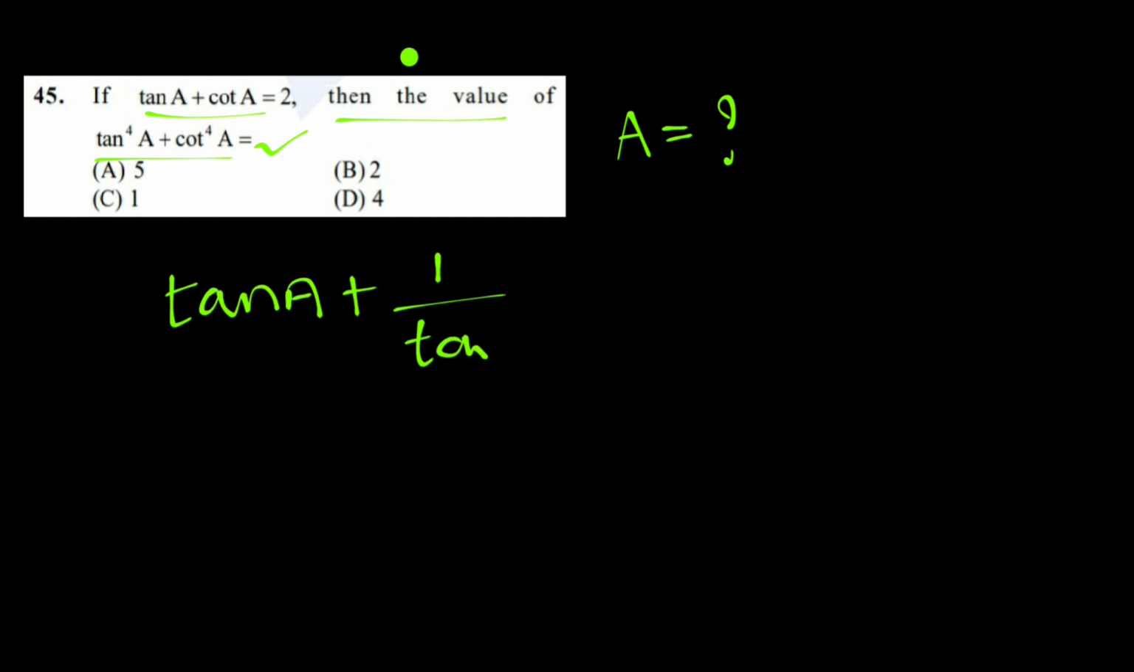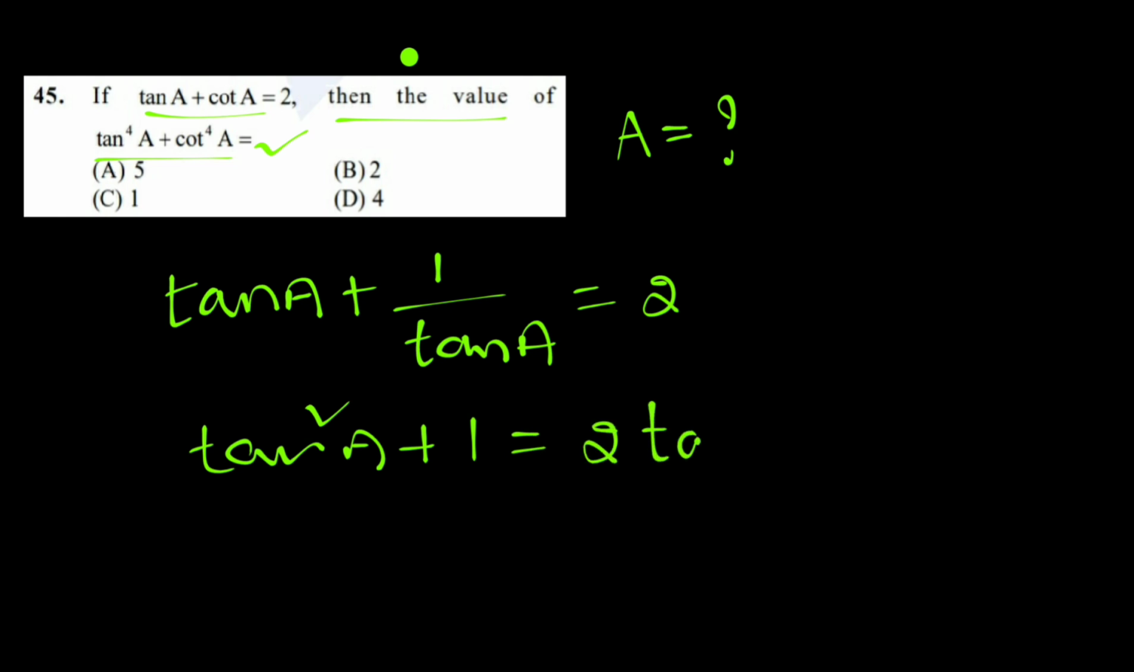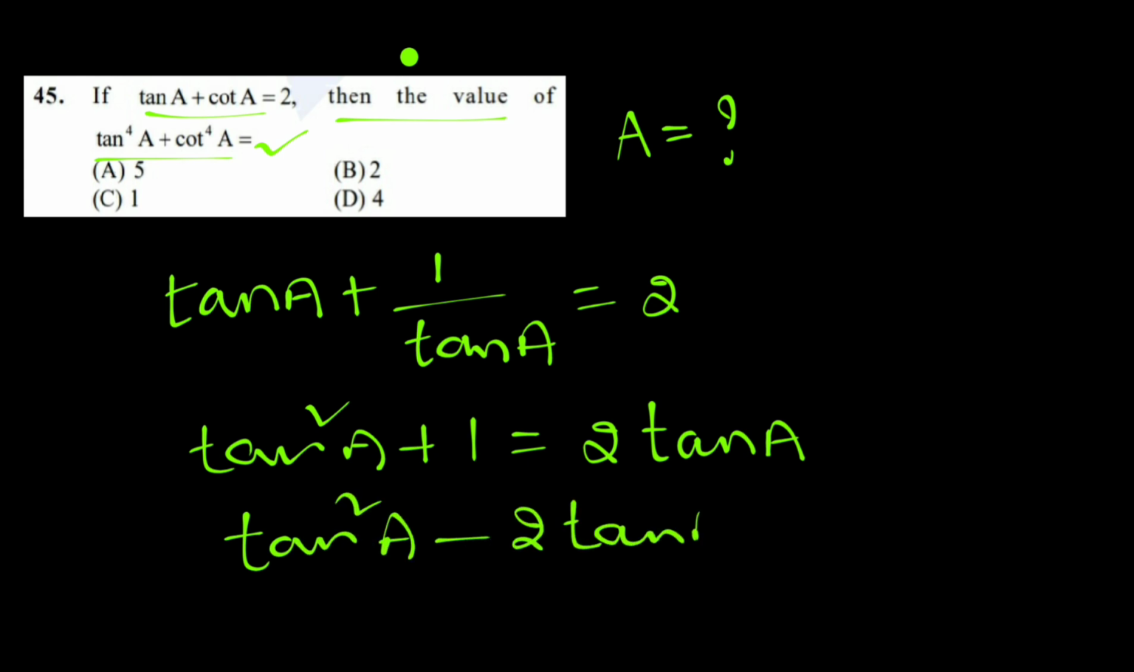Next, problem number 45. If tan A plus cot A is equal to 2, then the value of tan power 4A plus cot power 4A. So first we have to find the A value. If you know the A value, we substitute in this one and we will get the answer. For that purpose, tan A plus cot A I am writing as tan A plus 1 by tan A is equal to 2. Take the LCM: tan square A plus 1 is equal to 2 tan A. If you send it to the left side, tan square A minus 2 tan A plus 1 is equal to 0.